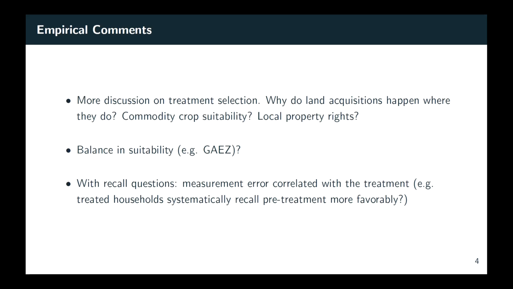I think a bit more discussion on treatment selection could be helpful. Like anything that you have to say about why land acquisitions are happening where they are. Presumably this would have something to do with perhaps local property rights. Maybe it's easier to acquire land where there's not private ownership, but community ownership or something. Presumably commodity crop suitability. And that was another independent comment: it would be helpful to look at balance in the global agroecological zone suitability for different crops. And then, as you're well aware, the recall questions, just piling on there, but you could have systematic measurement error because people in treated areas might fondly recall the past relative to control villages.